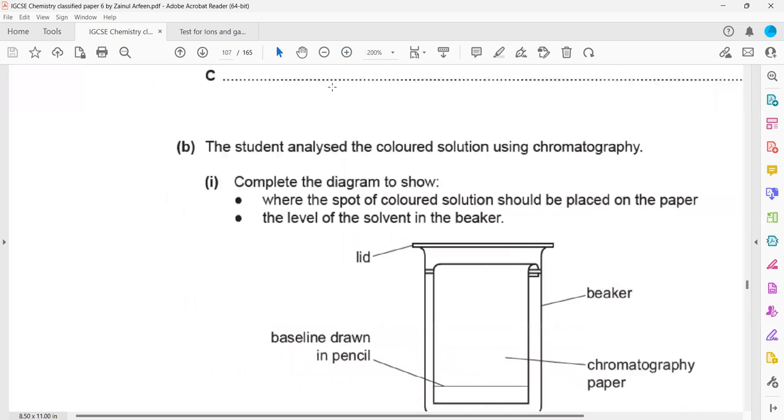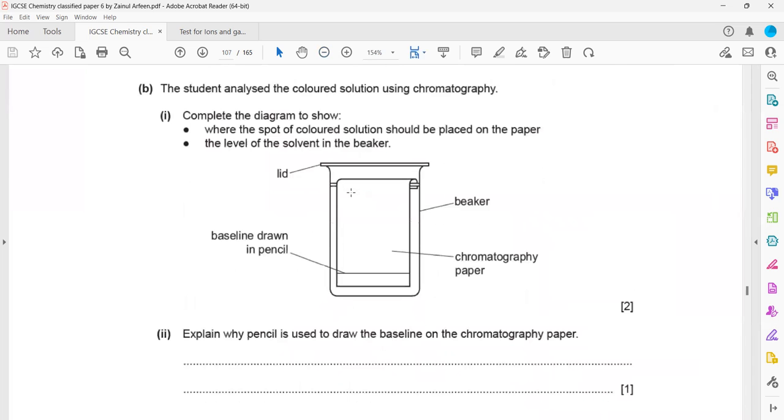The next one. The student analyzed the colored solution using chromatography. Complete the diagram, show where the spot of the colored solution should be placed. You can use a screen annotation to show where it should be. So it should be on the origin, not below, on the origin.